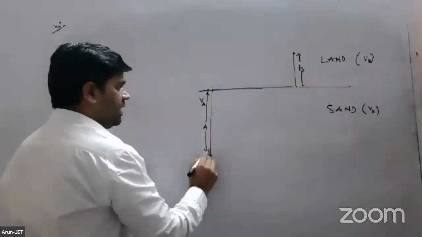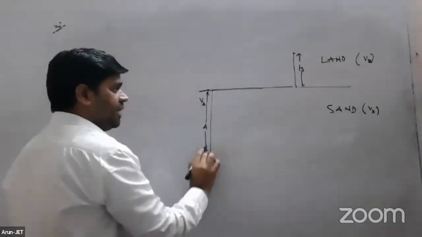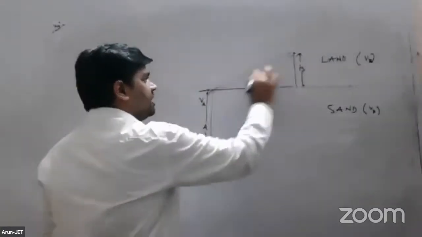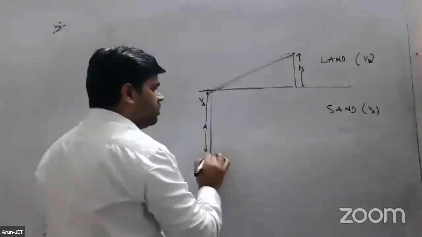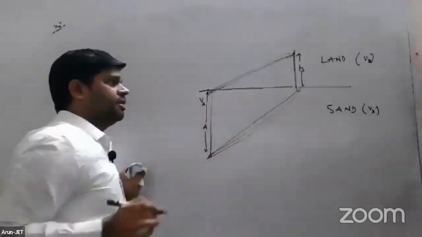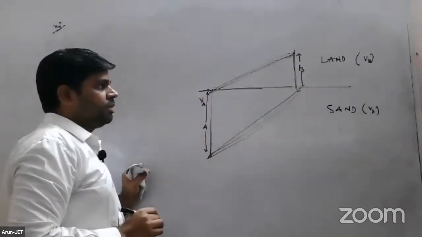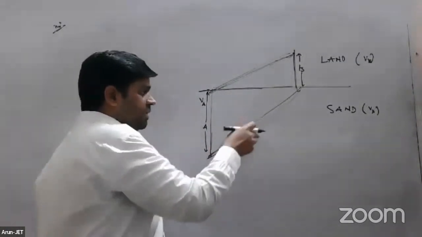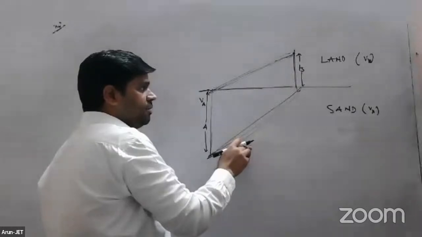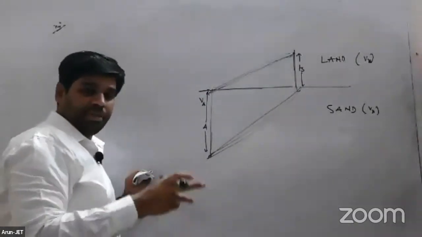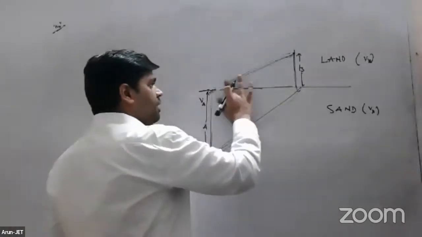So let's say if he goes like this, he's covering less distance on sand, but more distance on land. But if he goes like this, he's covering more distance on sand, but less distance on land. I have to strike a balance between these two distances such that the time taken for the person to reach from A to B is minimum. Time taken is minimum.